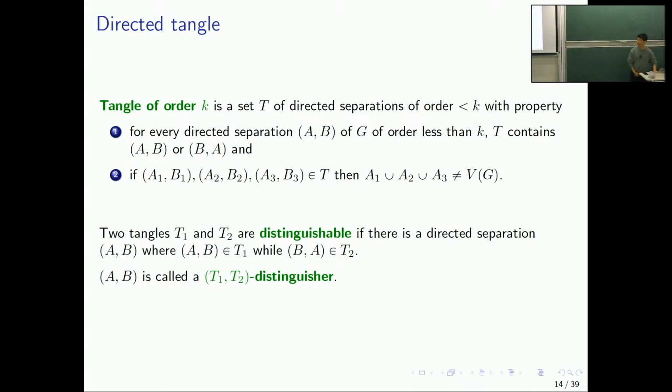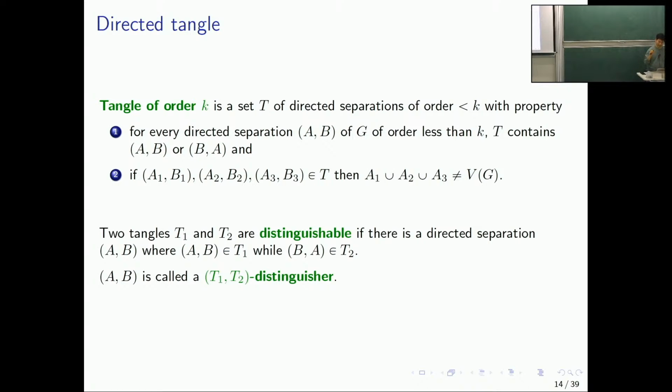Then we define a tangle quite similar to the undirected tangle, where a tangle of order k is a set T of directed separations of order less than k, such that for every directed separation, T contains exactly one of them. Actually, it implies the second condition. So T contains exactly one of AB and BA.